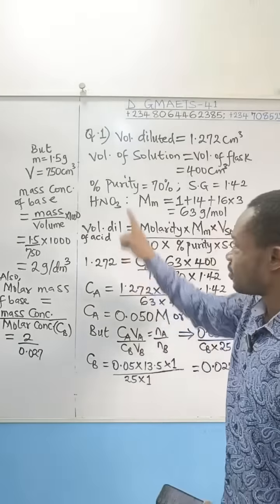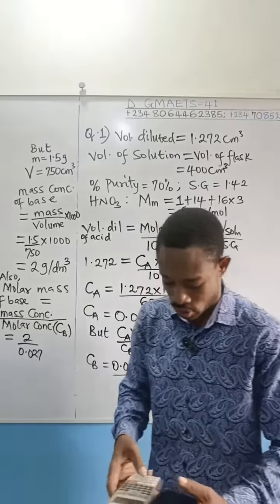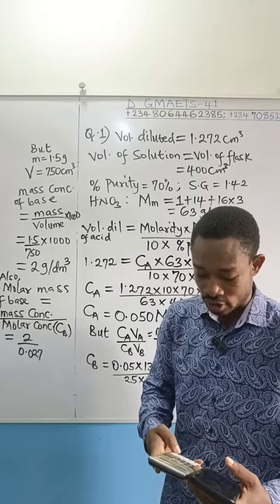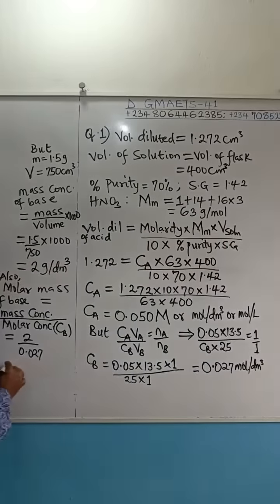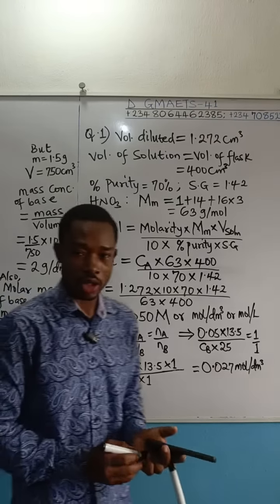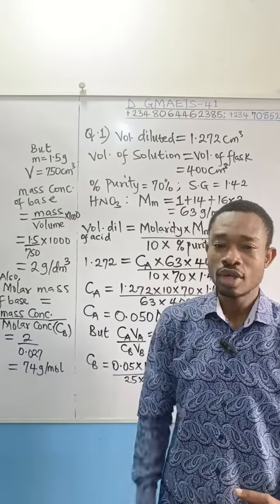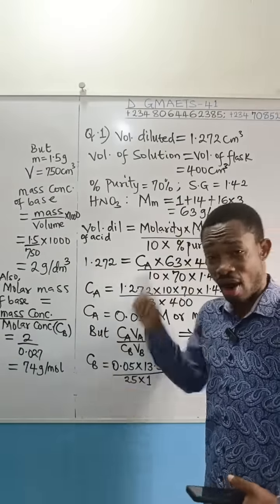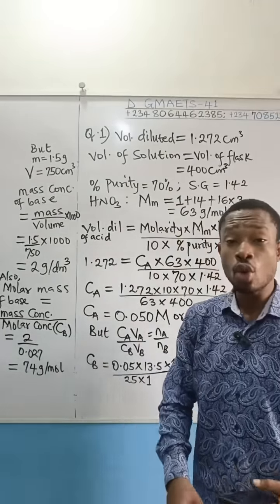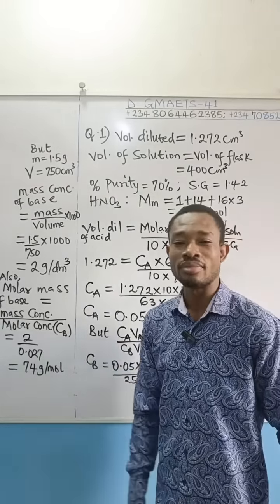The most important thing here is the procedure used in solving this question. Divide 2 by 0.027. This gives me 74 grams per mole. That's what I got here. You see what I'm talking about? I know very well, 100%, for this question, that the molar mass will not be 74 grams per mole.